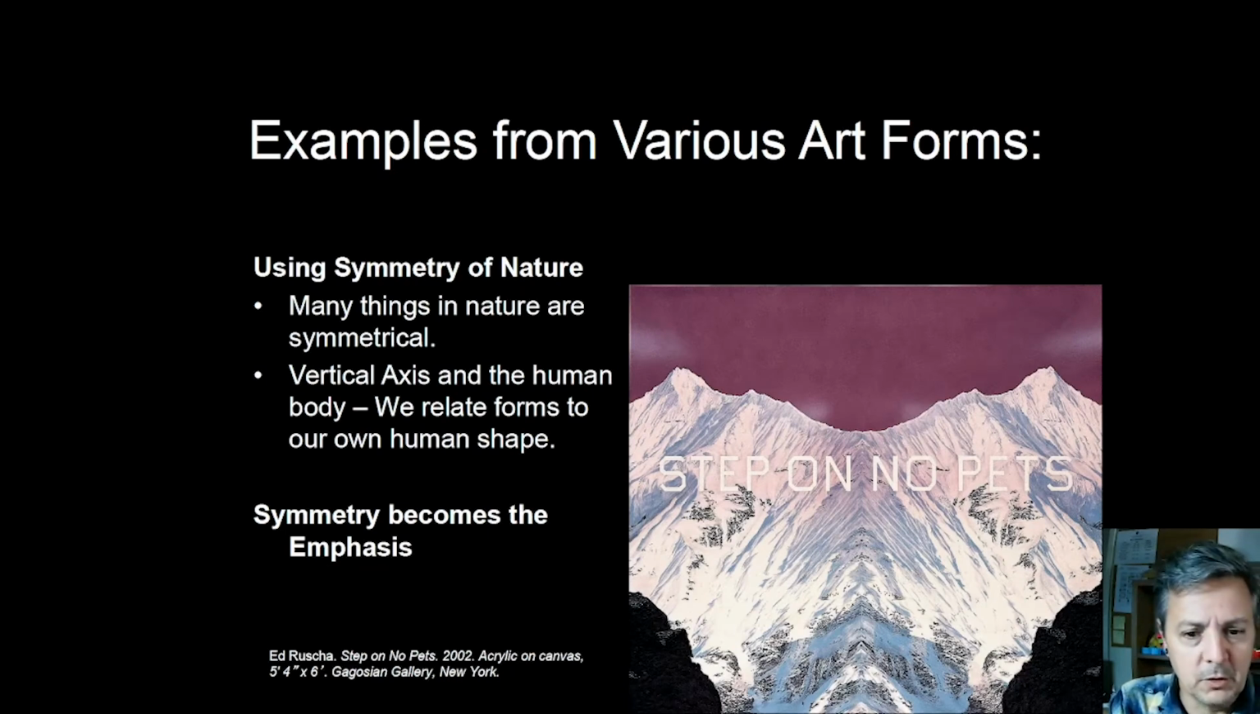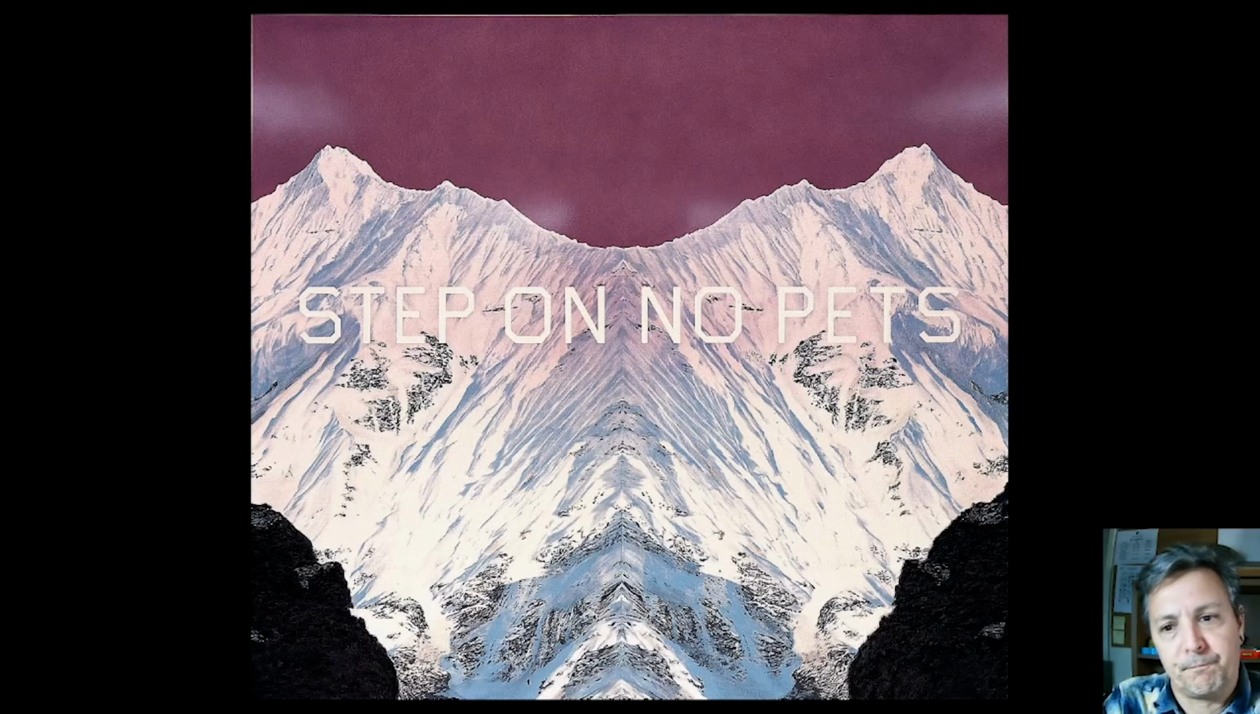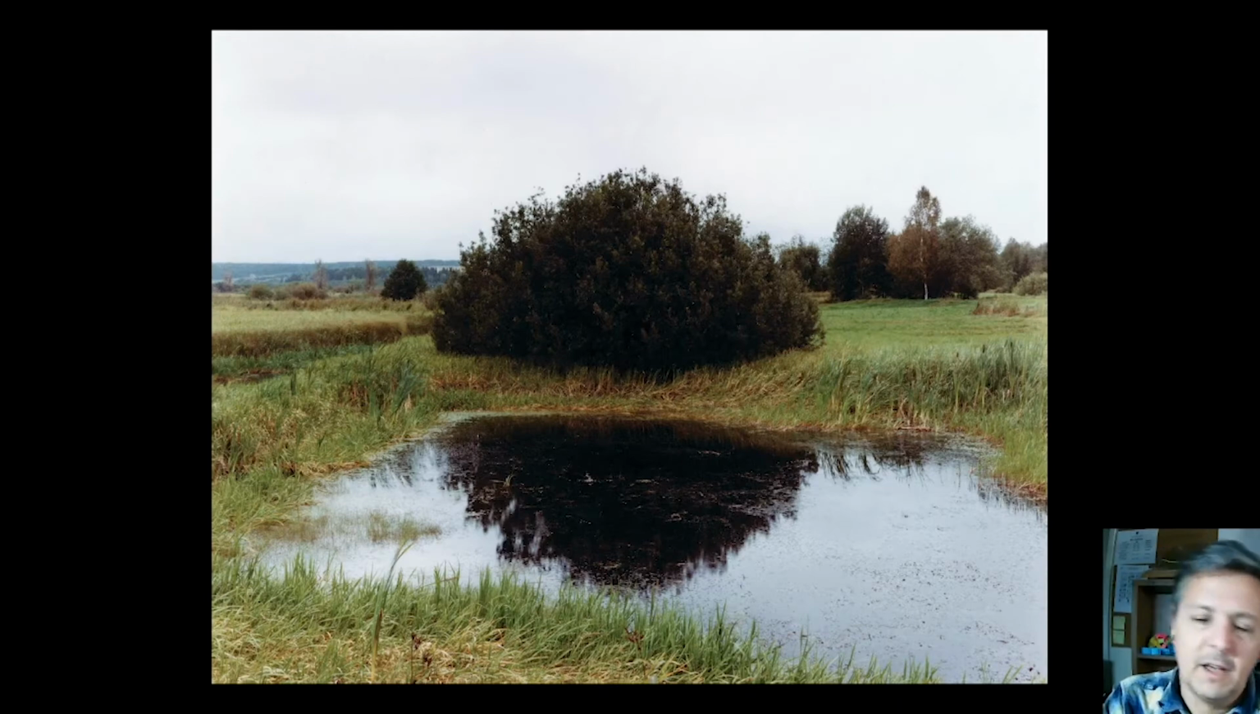Some artists like to use this, like Ed Ruscha. He likes to use a lot of typography in his work, a lot of words as well. I think this is an onomatopoeia, I'm not sure, but if you read it one way, it says "step on no pets," and if you read it the other way, it says "step on no pets." And it's symmetrical. And yes, we have some photography where you can see this bush is quite symmetrical.